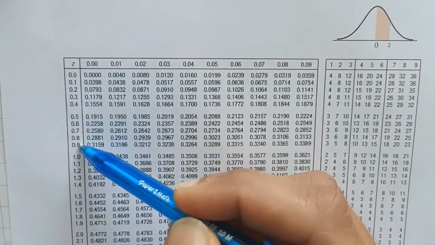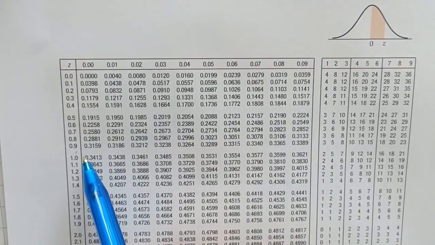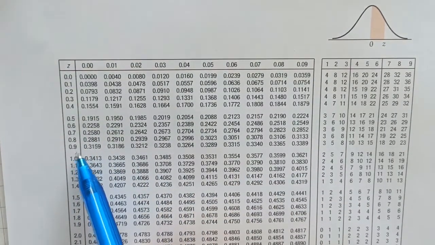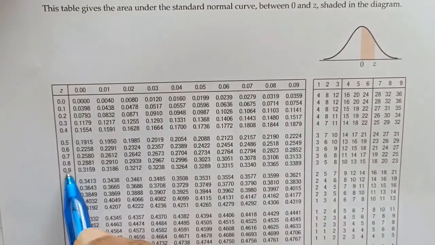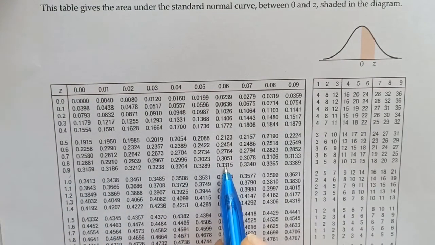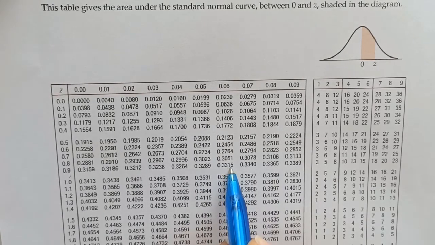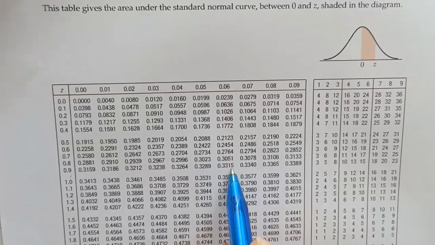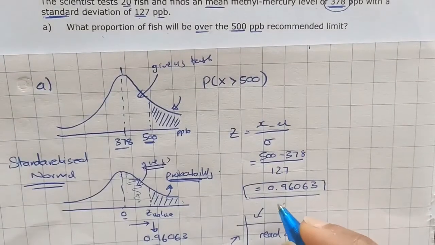So 0.9 is over there, 0.96, 0.9603. So 0.96 is over here. Okay, 0.96, and we have to round it to 3 significant figures. We're going to get 0.961.